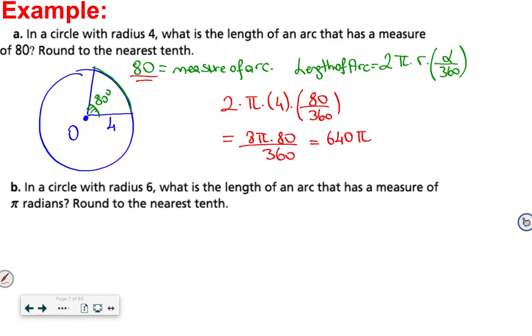640 pi over 360. If you use your calculator, 640 times pi over 360, you will find 5.585 approximately. But the question is asking you to round to the nearest tenth. That's why your answer is going to be 5.6. This is the length of the arc. Next question.